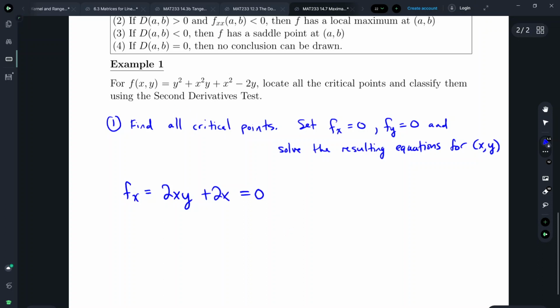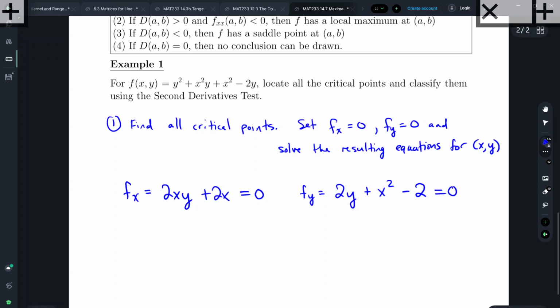Now the partial derivative with respect to y. The derivative of y squared is 2y. Here I think of x squared as a constant coefficient, so it doesn't affect the x squared. The derivative of y is just 1, so multiplying by 1 doesn't do anything, so it's just x squared here. And then here we're considering x as a constant, so the derivative of this goes away. And finally the derivative of minus 2y is just minus 2. Okay, and then I set it equal to 0.